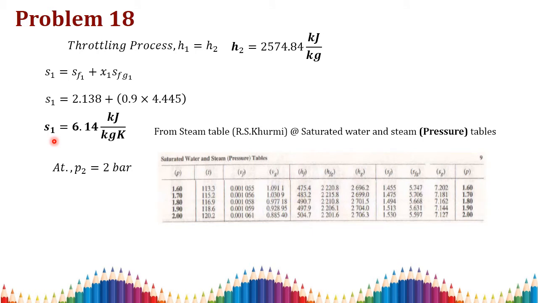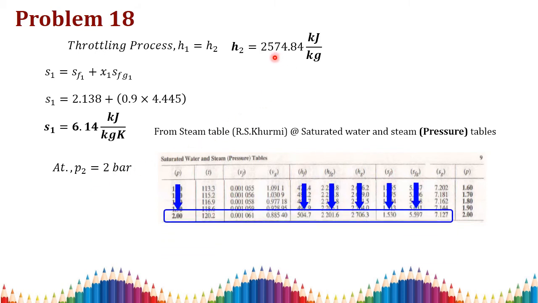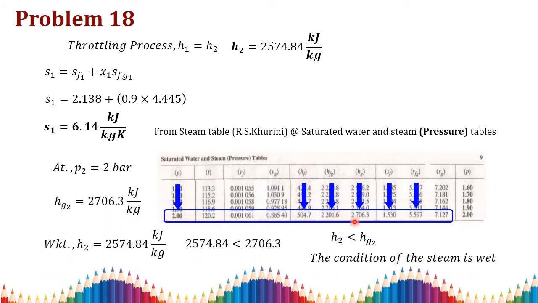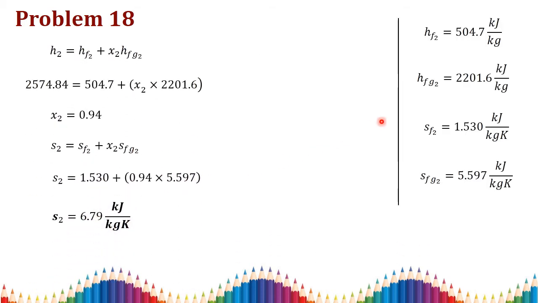Okay, so we need to find the second state condition. For that I can again go to the pressure table, because the given pressure is 2 bar. What we have to check here is the specific enthalpy, because the specific enthalpy is equal in this case. At 2 bar pressure you take the Hg value, that is 2706.3 kilojoule per kilogram. You compare this with the H2 value, that is 2574.84 kilojoule per kilogram. So H2 is lesser than Hg2. So the condition of the steam at the second state is wet. If it is wet, you take all the properties from your steam table. Then you find X2, the dryness fraction.